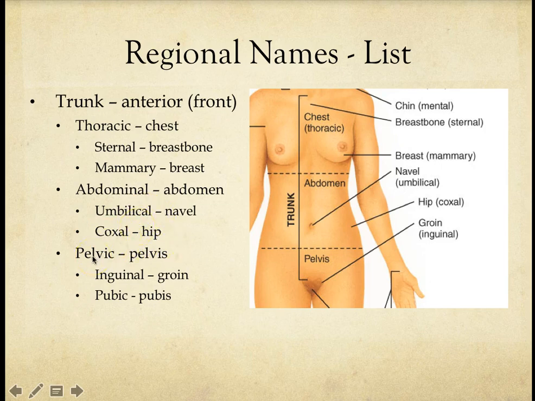In the pelvic region, you'll see that in this image here. You have the groin, which is also known as the inguinal region. There's an inguinal canal there in males that allows the cords to descend to and from the testes. And then simply the pubic region is where the pubis is.